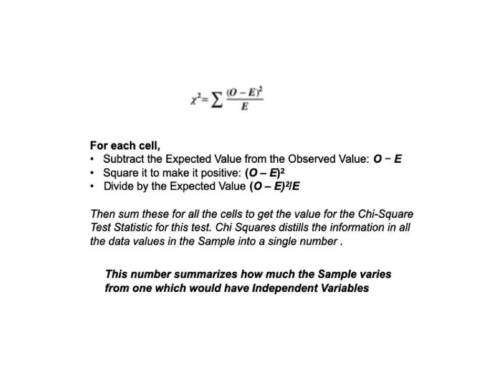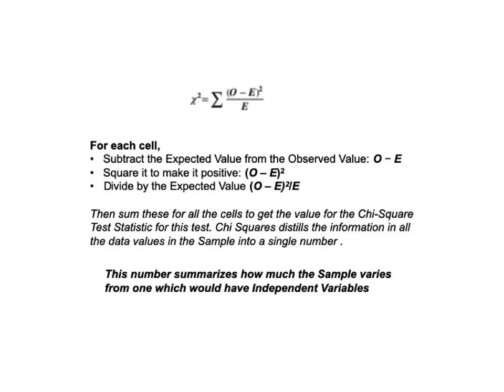Here again is the formula for chi-squared when used in a test for independence. For each cell, subtract the expected value from the observed value, O minus E, square it to make it positive, O minus E squared, and divide by the expected value, O minus E squared divided by E. Then sum up all these values for all the cells to get the value for the chi-square test statistic for this test. Chi-squared distills the information and all the data values in the sample into a single number. This value for the chi-square test statistic summarizes how much the sample varies from one which would have independent variables.